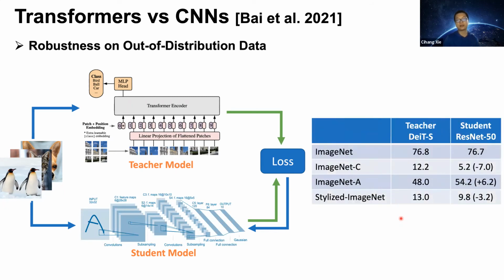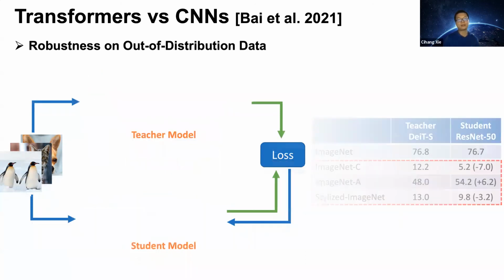And here are the results. So first, say on ImageNet, you will find that the teacher and student basically get similar results. That's what we expect, right? But on the out-of-distribution benchmarks, you will find that even though the teacher is DeiT, the student ResNet-50 still fails to generalize strongly on these, like ImageNet-C, ImageNet-A, and Stylized ImageNet.